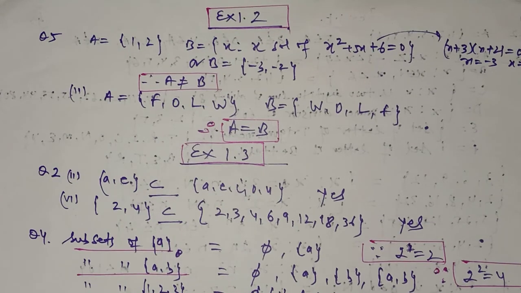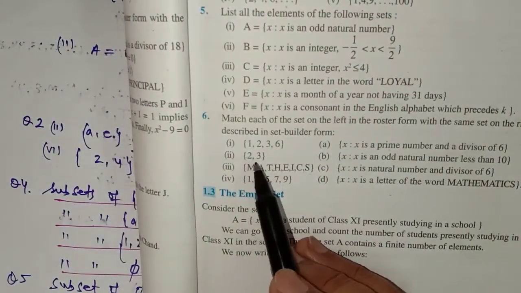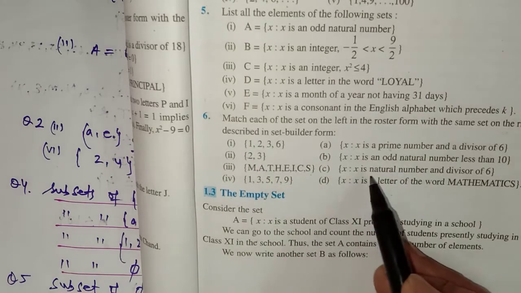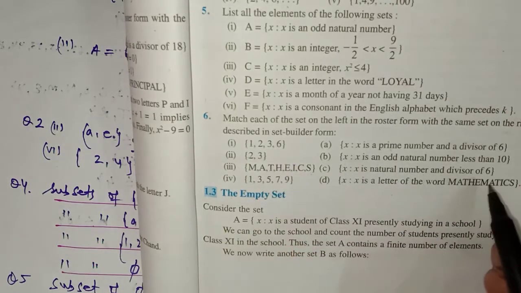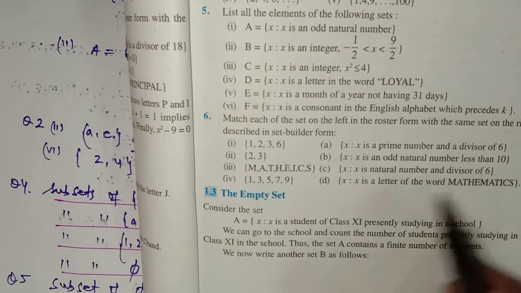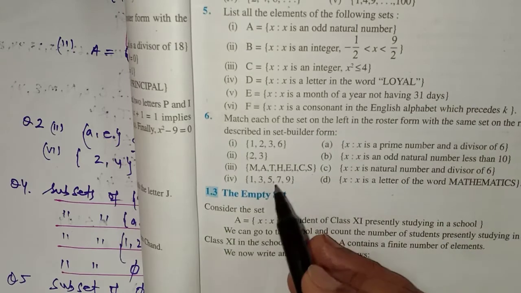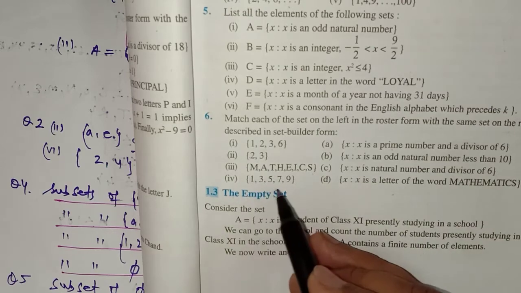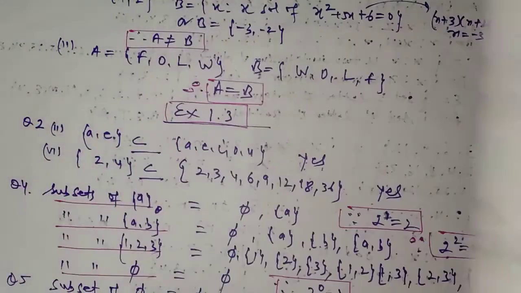In question number 6 of this exercise, on the left hand side the roster form is given, and on the right hand side the set builder form is given. So you can easily match the columns. 1, 2, 3, 6 are the natural numbers that are divisors of 6, which is the C part. 2, 3 are the prime divisors of 6, that is this part. These are the letters of the word mathematics, so this goes with this. The 1, 3, 5, 7, 9 are the odd natural numbers less than 10. So these are the question number 6 of exercise 1.1.